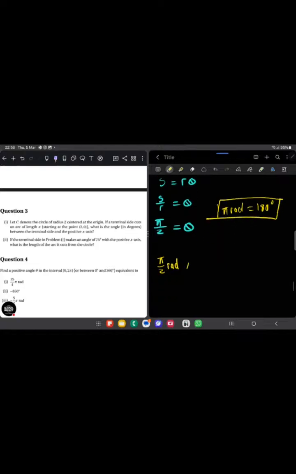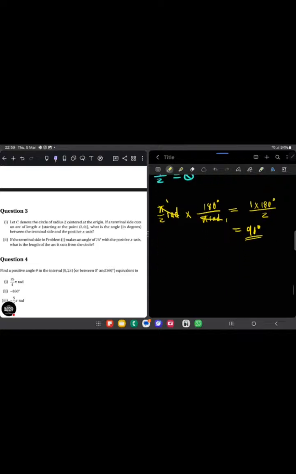People know that. So it's going to be times pi in the denominator. Well done, whoever says that. Then 180 degrees at the top. So the pi rad cancel. This becomes 1. This becomes 1. So it's going to be 1 times 180 degrees divided by 2, which is going to be 90 degrees. And this is the angle. Let's go to part number 2.